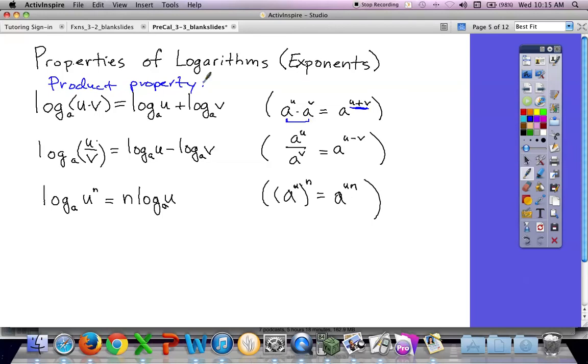Same thing looking at the exponents, right? If I have a to the u divided by a to the v, we should understand that that's a subtract exponent case. Since the bases are the same, we subtract u minus v. If I've taken the logarithm of a quotient, the log of u over v, that's the log of u minus the log of v. I can split it up into two logarithms, and now it's a subtract instead of a divide. That's called the quotient property, or that's what I'm going to call it.